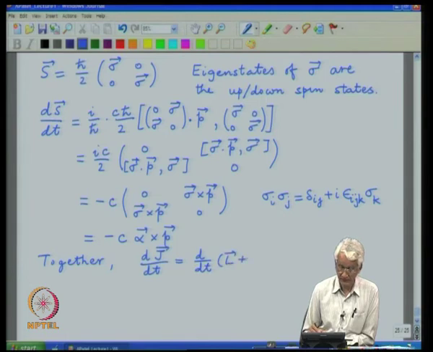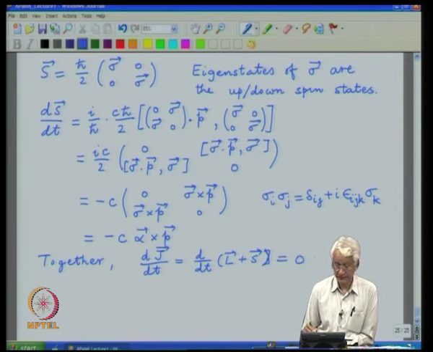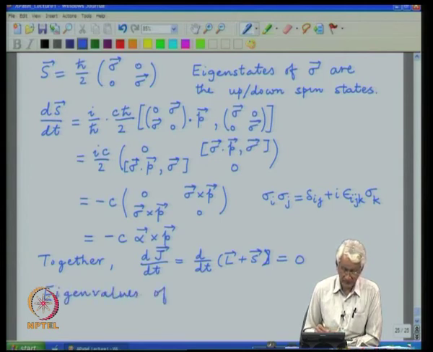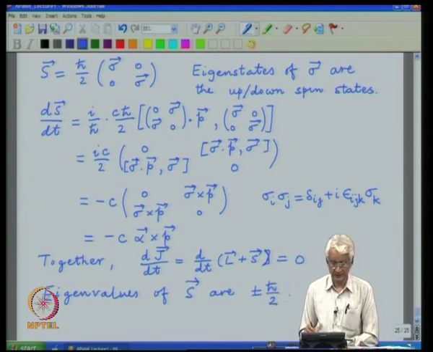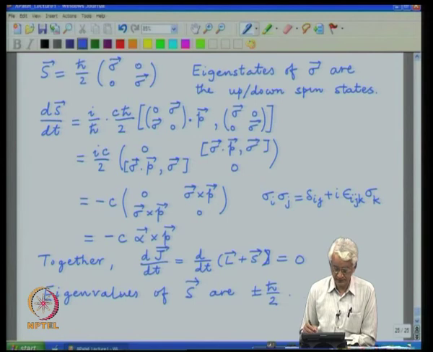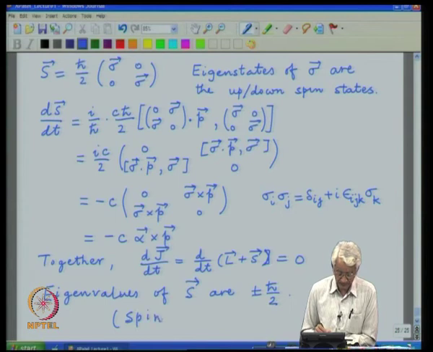the combinations cancel to conserve this total angular momentum, and one can also see that these eigenvalues of S are plus or minus half in units of Planck's constant, and that is why the particles which obey the Dirac equation are often referred to as spin half particles.